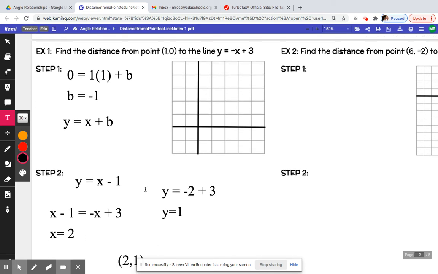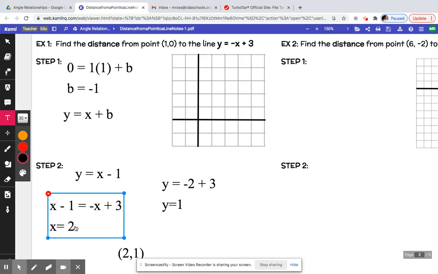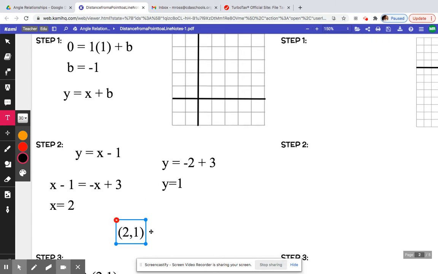Then in step 2, we set those two equations equal to each other. You set x minus 1, the one you just found, equal to the equation that was already given, negative x plus 3, and you solve for x. I got x equals 2. So there's our x. Now we need to find y. To find y, you plug in what you found for x into either the new equation or the given equation. So x minus 1 would be 1, or negative x plus 3, which is also 1. So you get the point (2, 1).